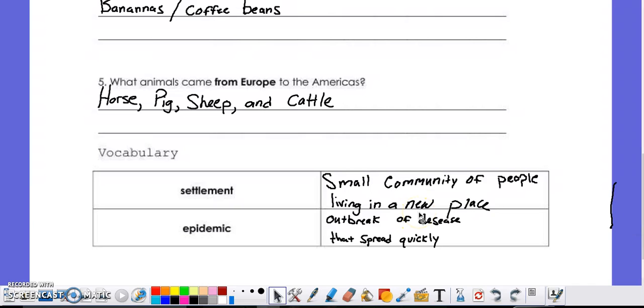Hope this gives you a little more information about Columbus, the Columbian Exchange, and things that were being impacted both positively and negatively as Columbus discovered the New World.